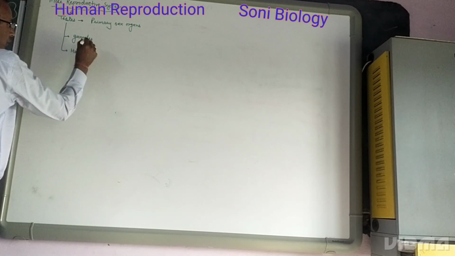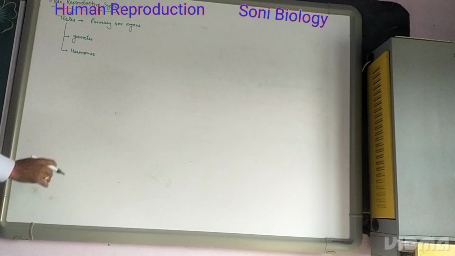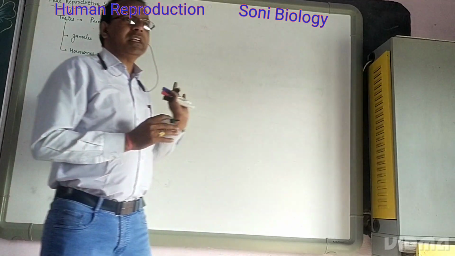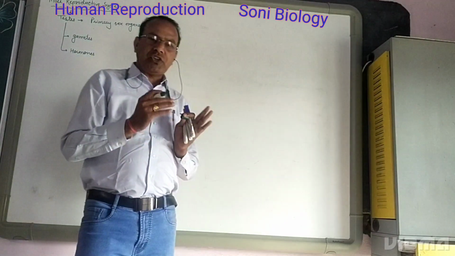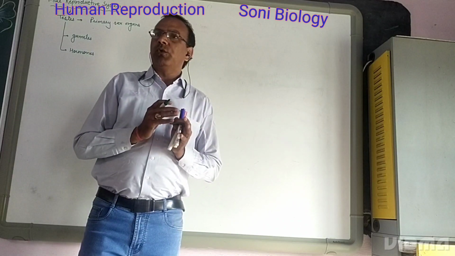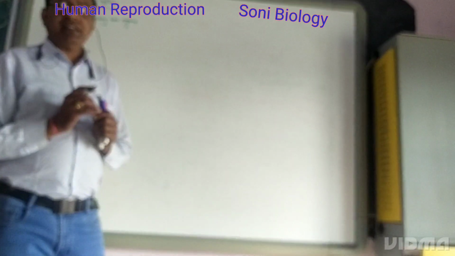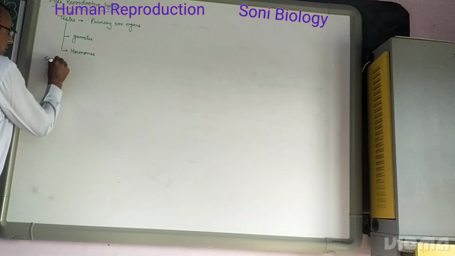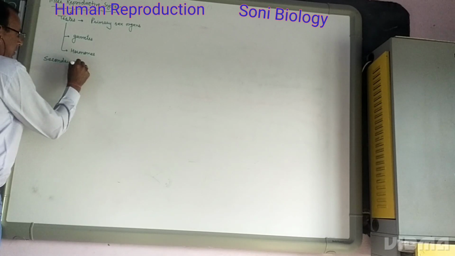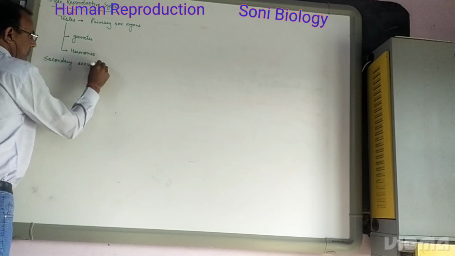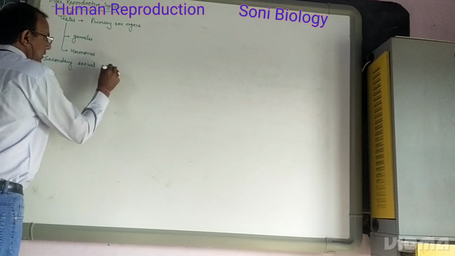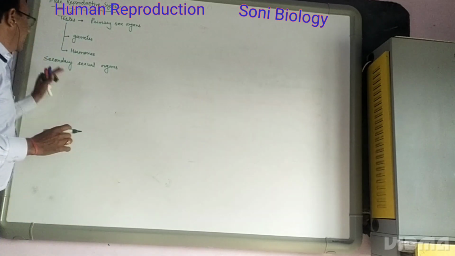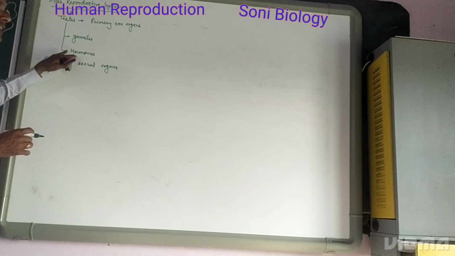Due to the influence of hormones and gametes, some other organs also develop, and they help the testes in reproduction. Those organs which help the testes in reproduction are called accessory organs as well as secondary sexual organs.